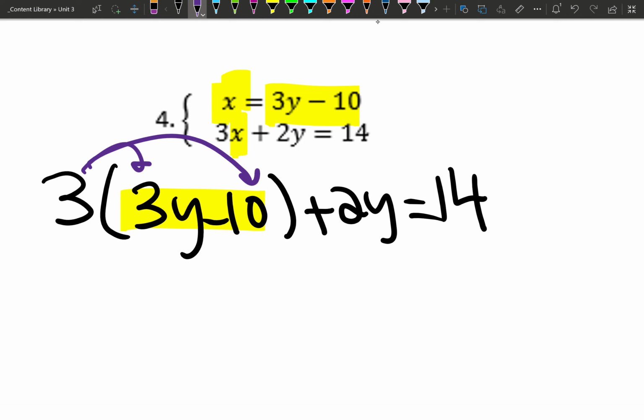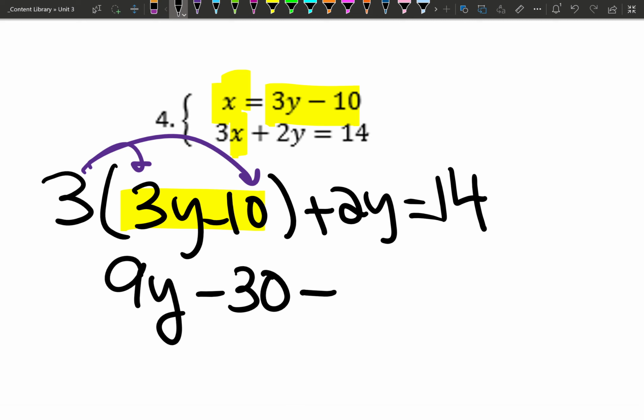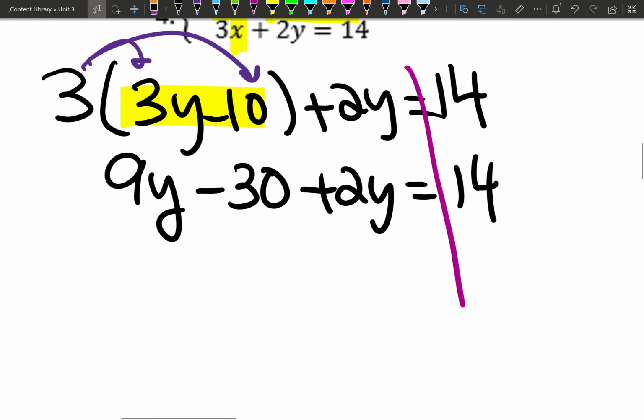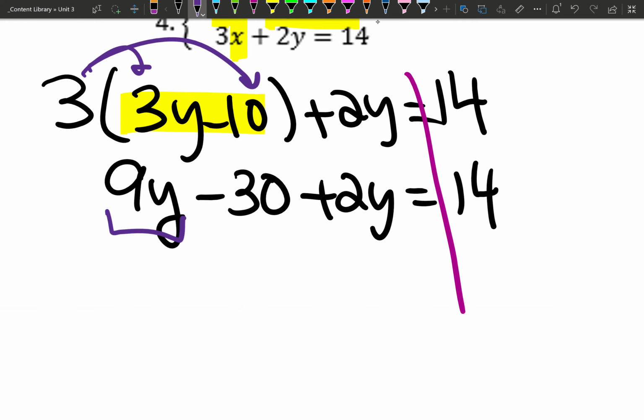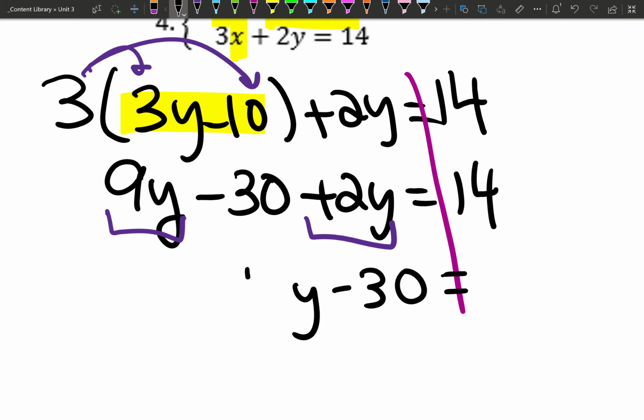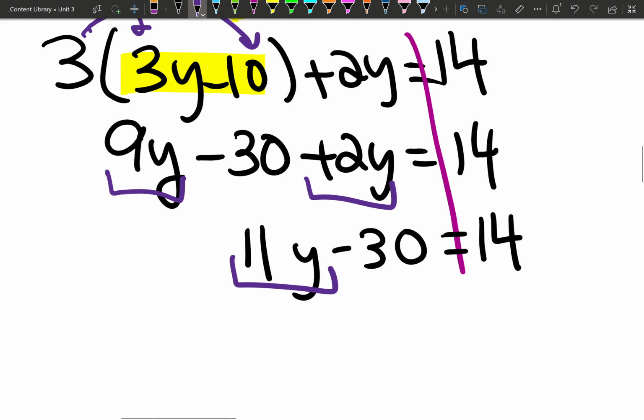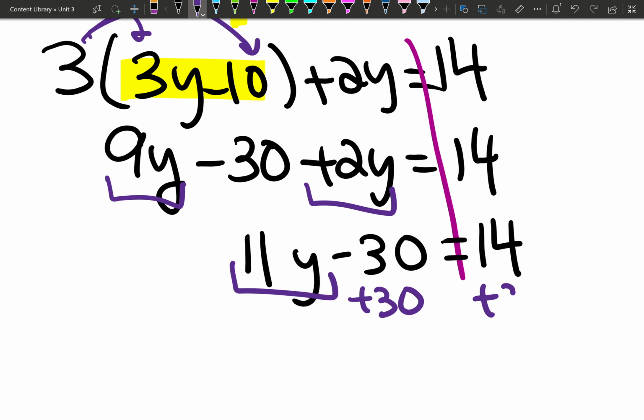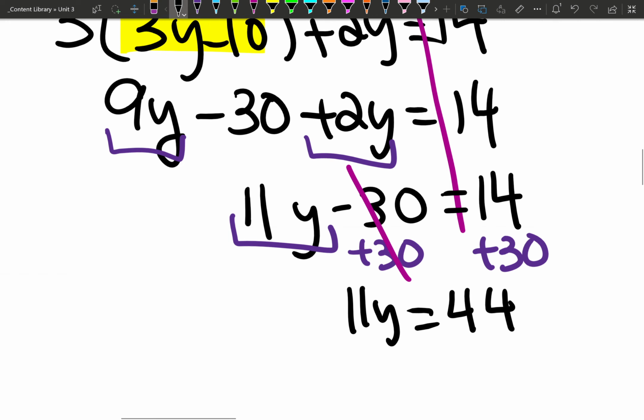Same steps. Let's start with distributing. 3 times 3 is 9y, then minus 30, plus 2y equals 14. Let's connect our like terms, the 9y and 2y. 9 plus 2 is 11, so we have 11y minus 30 equals 14. Now, since we had a minus 30, let's add 30 to both sides. So that 11y equals 44.